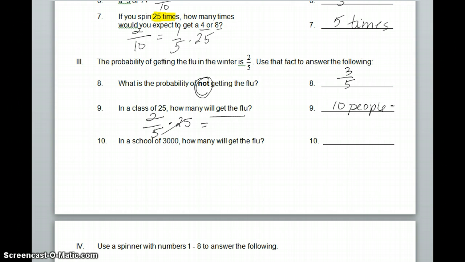So let's look at the bigger scale. Let's look at the school. If there was 3,000 people, okay, how many people would you expect to get the flu then? Okay, and it's right around, let's see, that's going to be 1,200 people will get the flu by the end of this winter if our school had an expected value, or a number of 3,000 people with a probability of 2/5.